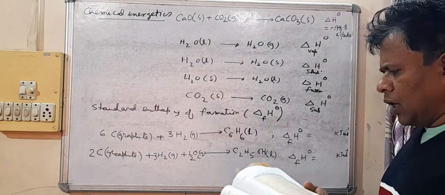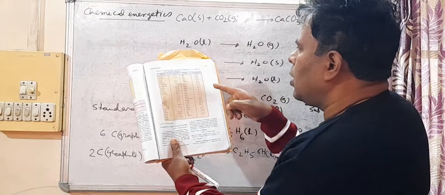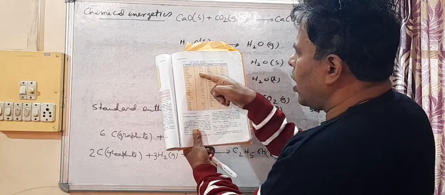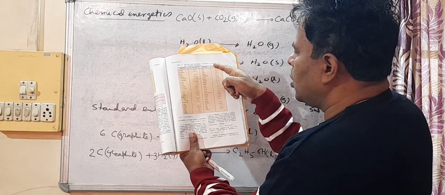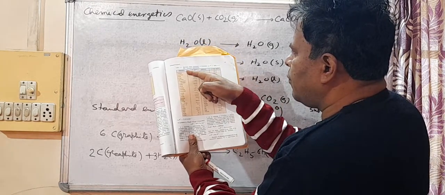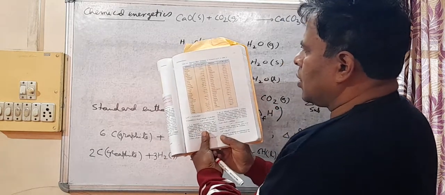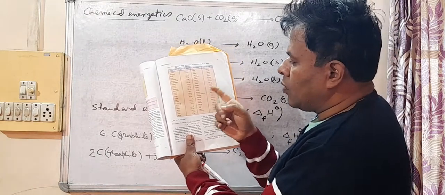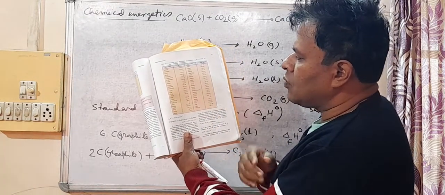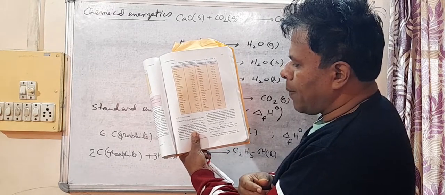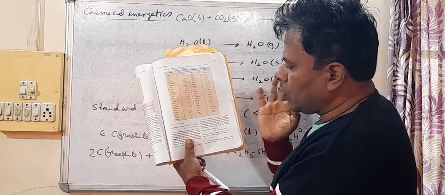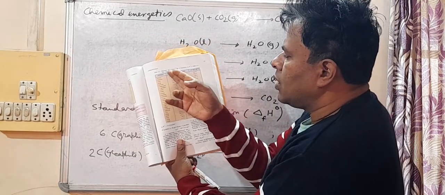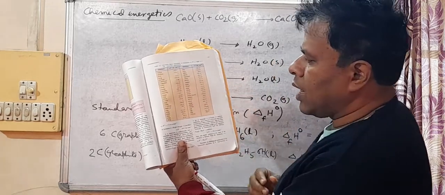Okay. Now you see in the NCERT book on page 167, you have standard molar enthalpies of formation at 298 K of a few selected substances. These values are given. You have to refer to this table. You don't have to learn these values. These values will be supplied to you in the exam. And what is the importance of these values? What is the importance of standard molar enthalpies of formation? That we are going to discuss now.